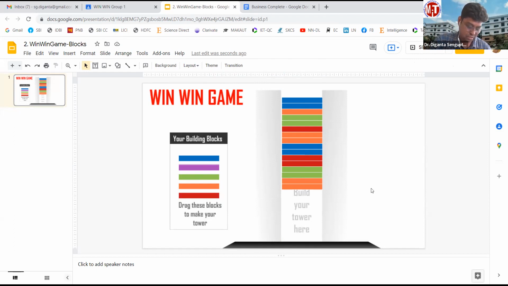Engineering is orange. Business is blue. So business is coming 4 towers. Marketing 3 towers. Geography 4 towers. Orange 5 towers. That's it, ma'am.